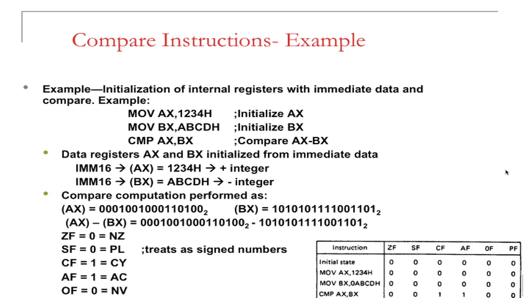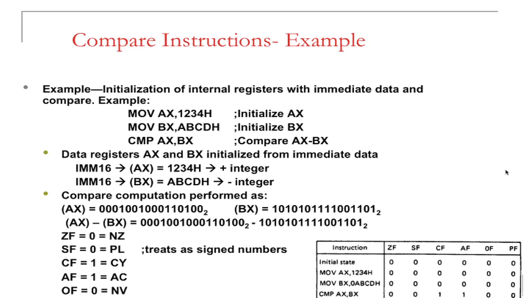But how does the computer know about this, and how will that information get passed on to the following instructions, later instructions? It is the comparison instruction who does that. Comparison instruction will perform this subtraction operation without changing the values of AX and BX. It will update the flag bits, in particular the sign flag and zero flag.